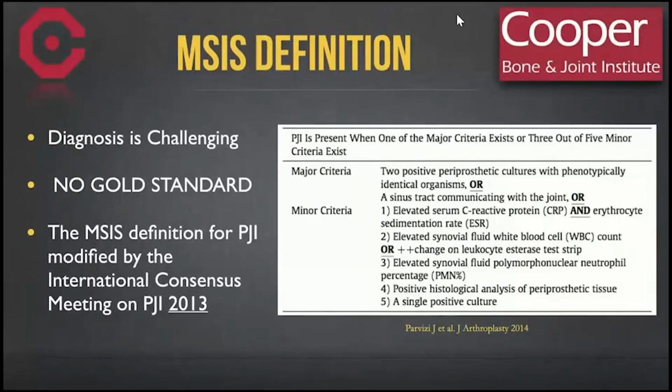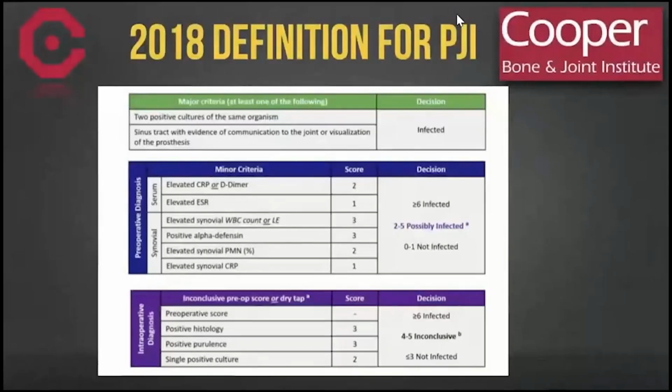In 2013, the MSIS came up with a set of criteria for defining PJI, which was then modified by the International Consensus Meeting. And that definition also got modified in 2018 and now has a scoring system that includes a preoperative and intraoperative phase.